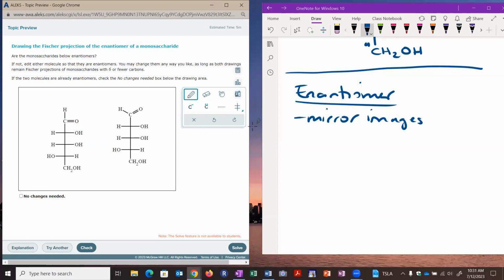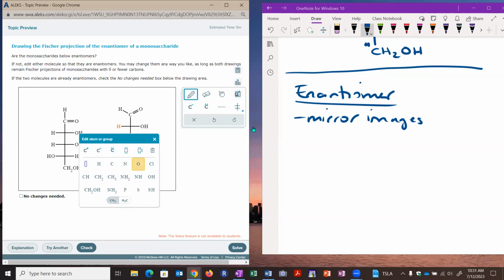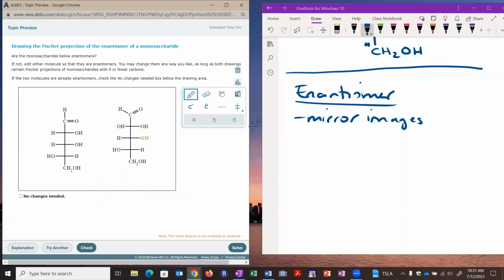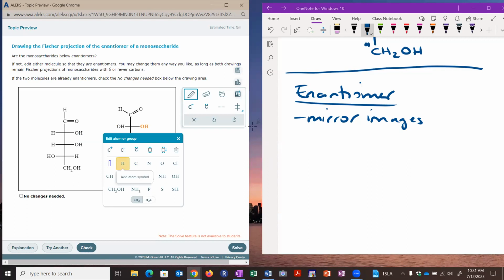Now you can imagine that there's a mirror between these two. So whatever is closest to the mirror on one side needs to be closest to the mirror on the other side. If I have an OH to the right here, there should be an OH to the left because that's reflected. So here should be an OH. Let's put that OH in, which means the H now is going to be on the other side.